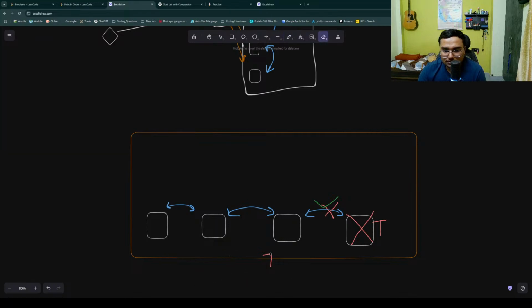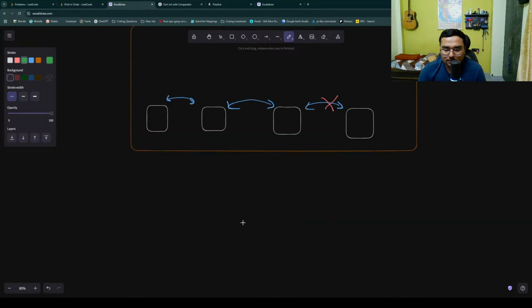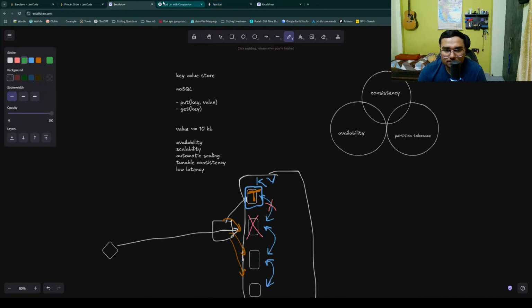Now we can say that, yeah, this network is faulty. I mean, we can't contact this node, but it will still be able to serve requests. Now the user can send a request to any of these, but this will contain stale or old data. Let's call it stale. So it won't be consistent. I mean, this will return a value X, and this will return Z. So this is not consistent, but it is available. That's the point of the CAP theorem: only 2 of these can be achieved at a time.